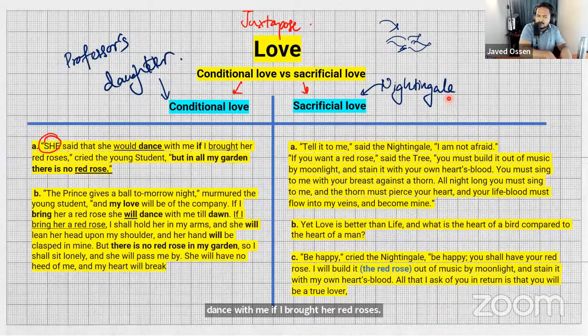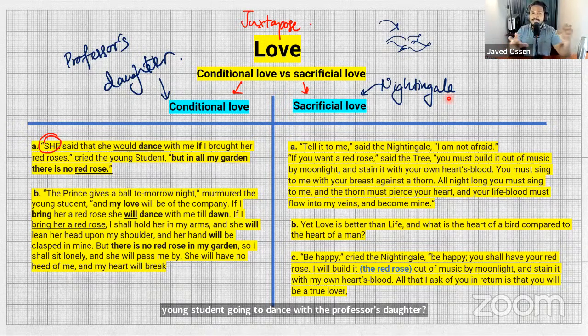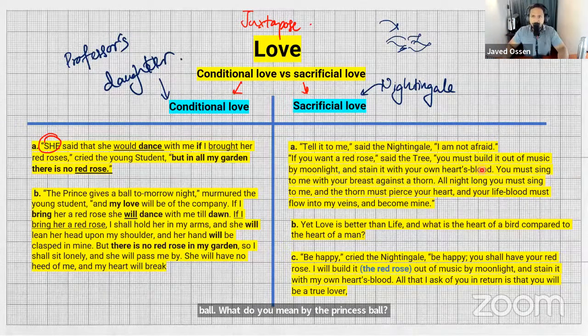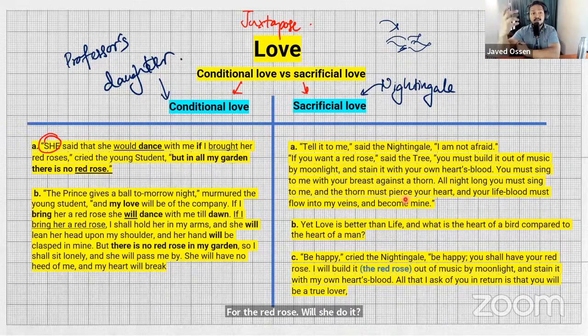Where is the young student going to dance with the professor's daughter? In the road, in the bathroom? No, in the princess ball. What do you mean by the princess ball? A formal dance party. Too easy, right? How about this? So this shows that the Nightingale has to sacrifice her life for the red rose. Will she do it? Absolutely she will, because she's a true lover and she represents sacrificial love.